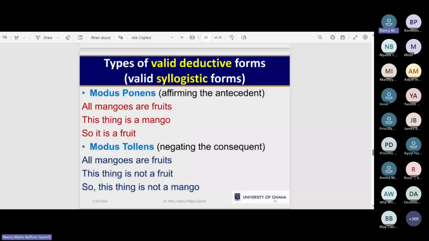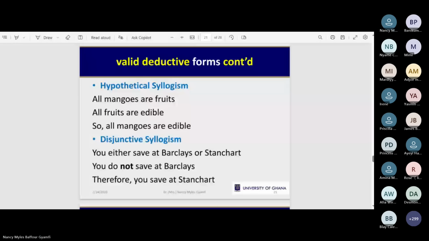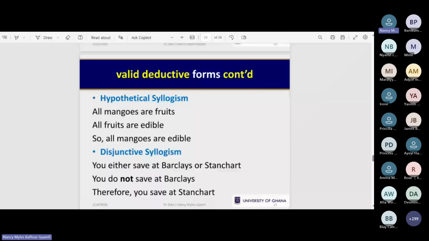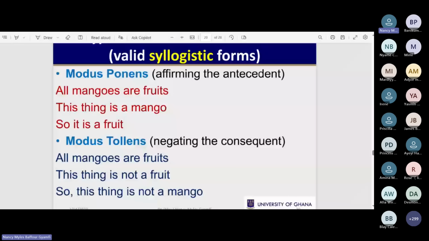The surname for modus ponens is affirming the antecedent. They are the first two. The second two types of valid patterns are hypothetical syllogism and disjunctive syllogism. All four of them, therefore, are syllogisms. Why? Because they have two premises each leading to a single conclusion. Look at all of them. That's how they are. So they are syllogisms.